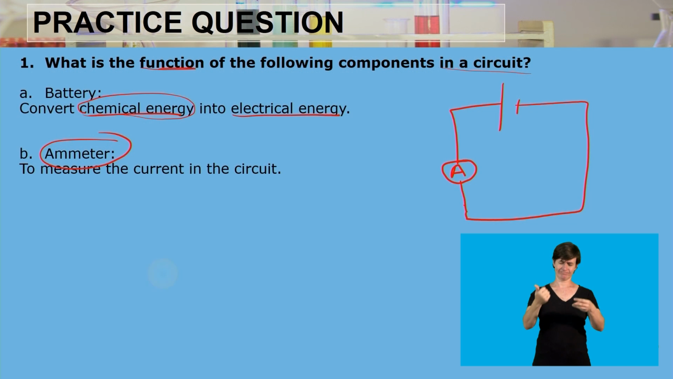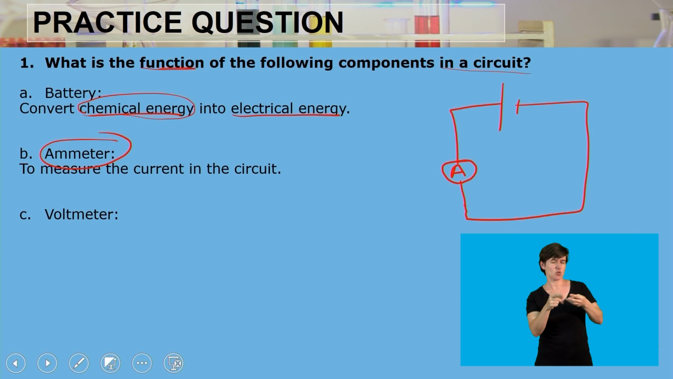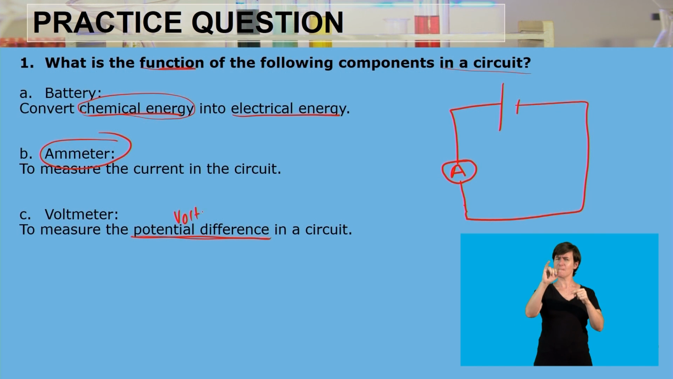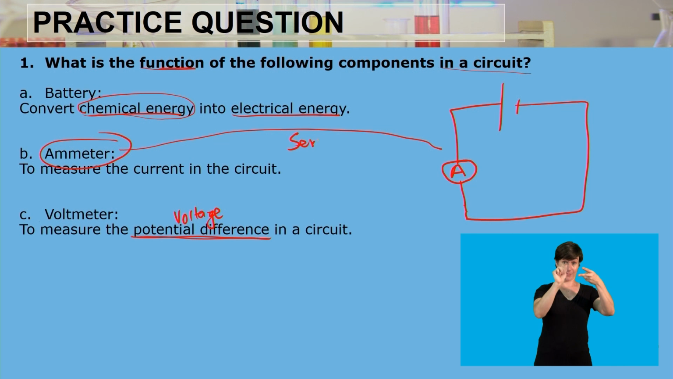Then the third component that we need to give a function of is a voltmeter. What is it that we are using a voltmeter for in a circuit? We are using a voltmeter to measure the potential difference in a circuit. Remember, we can say we are measuring the voltage in a circuit. The ammeter is connected in series. However, the voltmeter must always be connected in parallel because it has a high resistance.